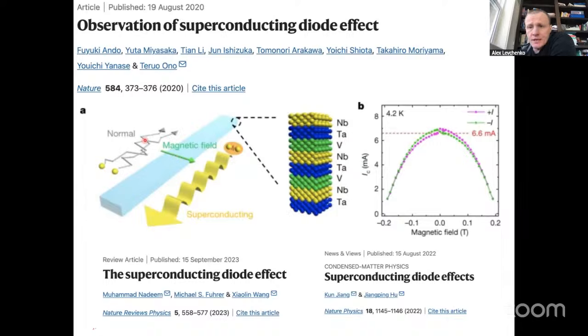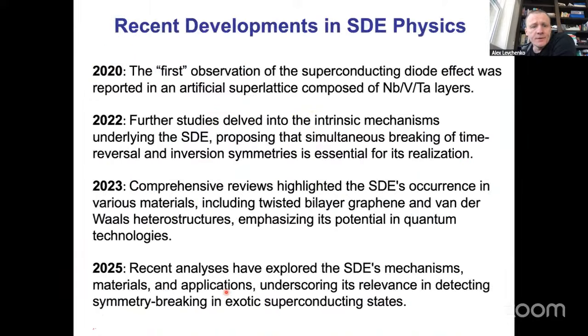In just 2 to 3 years after this experiment, many other experiments followed, and the influx of papers on the topic was enormous. So people started writing review articles already a few years into the studies of all of this physics. So the timeline of recent development is from this first observation in 2020 to about 2022.